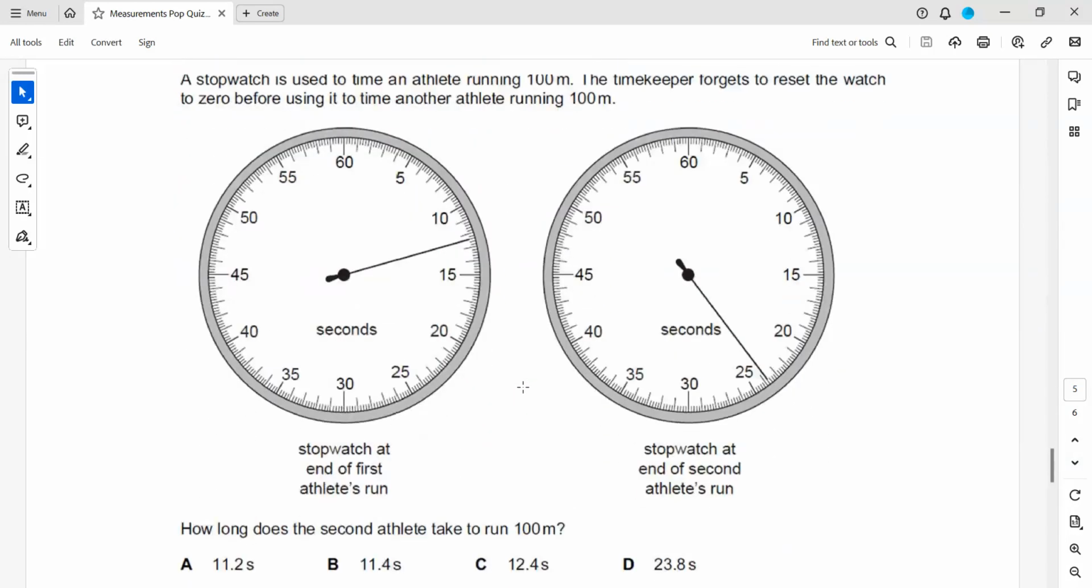In question 9, how long does the second athlete take to run the 100 meters? This one is 11.4, because 5 lines are there between 10 and 11. So 12.4, I guess. Yeah, 12.4, not 11. Because 10, 11, 12, and then 12.2, 12.4. So this will be 12.4. And this will be 21, 22, 23, so 23.8.